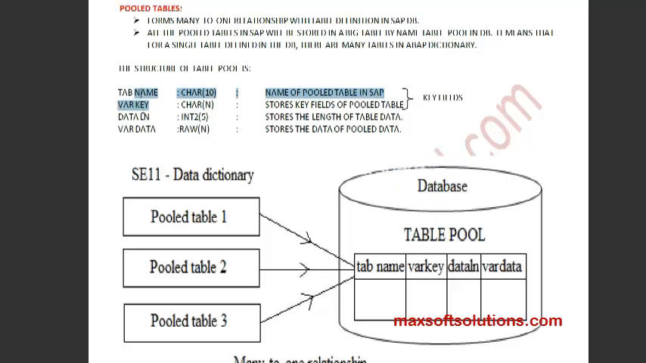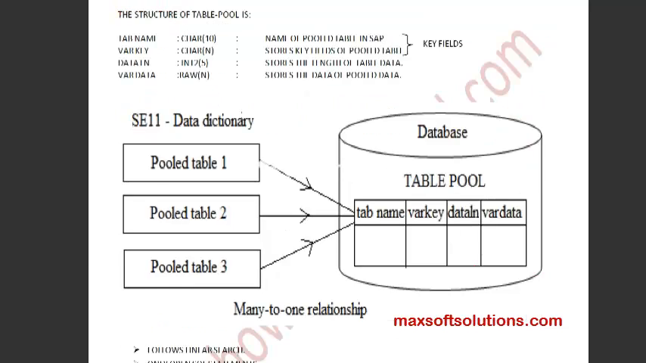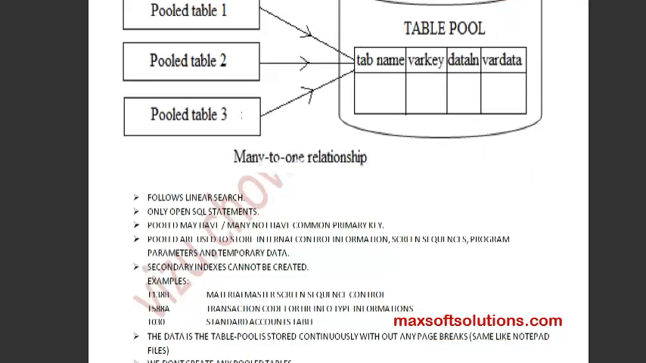So the structure will be like this. For this one, it will always follow the linear search. Transparent table can follow both linear and binary search. We can only use the OpenSQL statements. Pool table may or may not have a common primary key. Pool tables are used to store internal control information such as string sequences, program parameters, and temporary data. On this one, we cannot create secondary indexes.